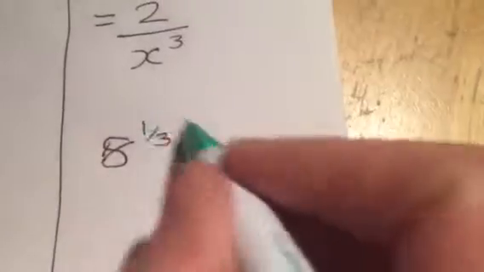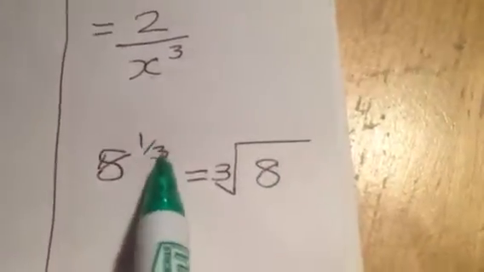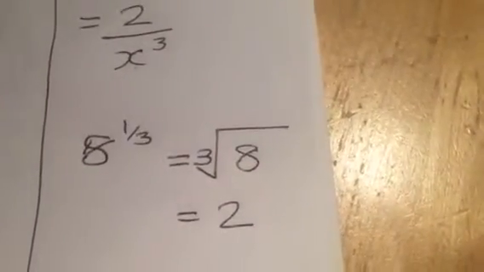If you've got a fractional power, it means that it's the root. So because it's a third, it would be the cube root of 8, and the cube root of 8 is 2.